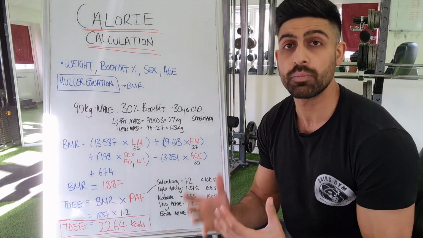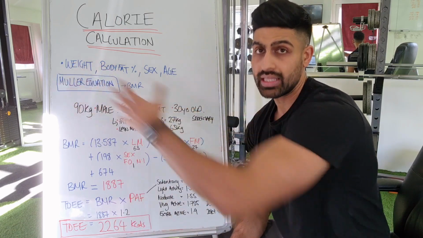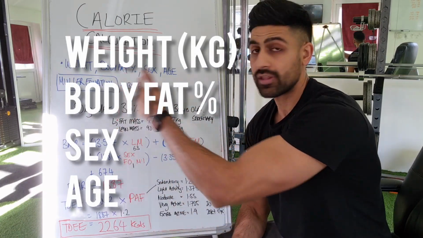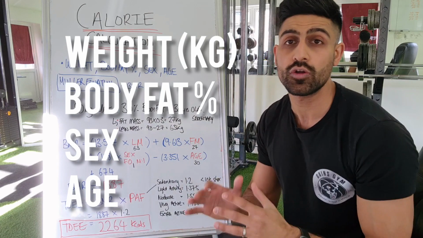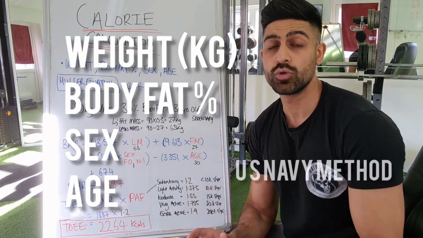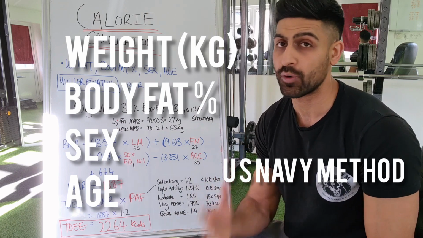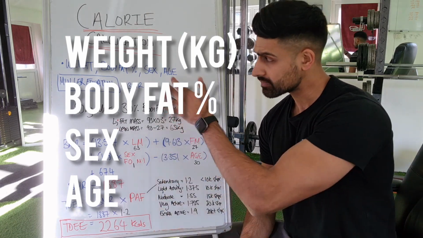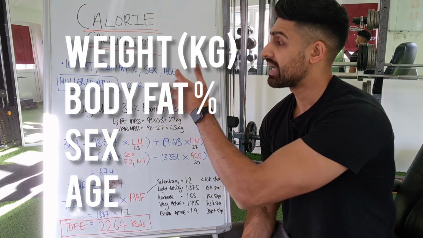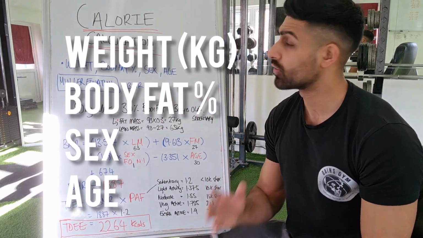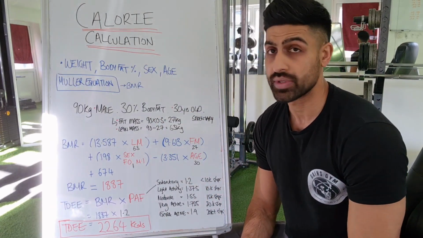So what you're going to need to know before we start is how much you weigh in kilograms, and your body fat percentage. If you don't know your body fat percentage, Google the US Navy method, and that's a quick way of figuring out your body fat percentage. Obviously, if you're male or female, you're going to know that, and how old you are. So those are the four things you're going to need at hand before we start.